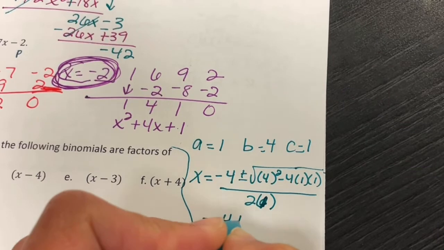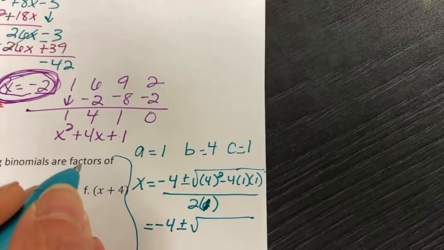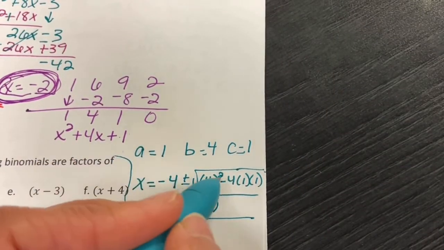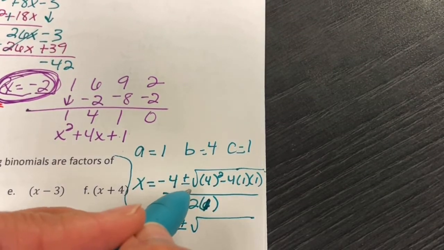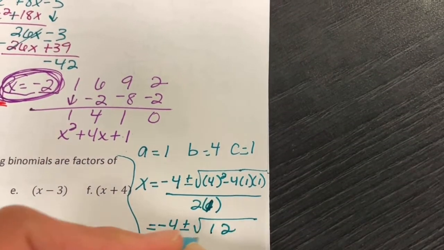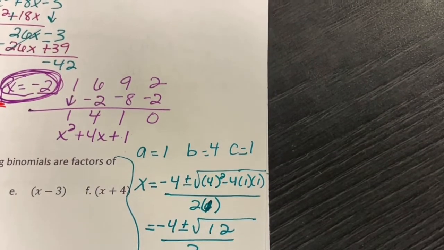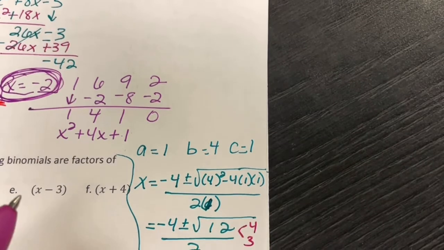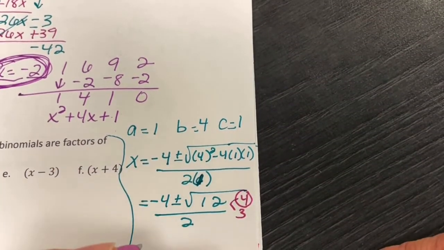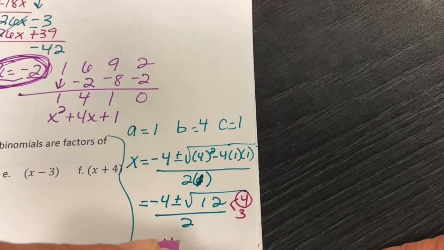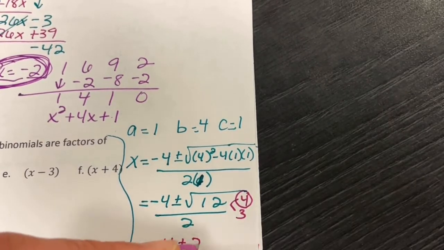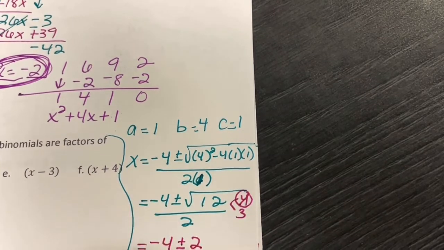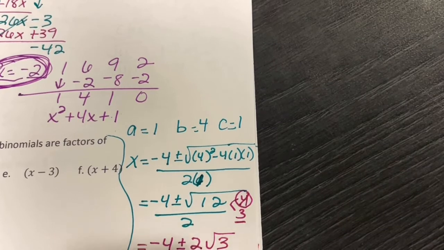So negative 4 plus or minus the square root of 4 squared is 16 minus 4 times 1 times 1. So 16 minus 4 is 12, all over 2. We have to reduce that 12. There's a hidden perfect square inside of it. 4 times 3. 4 is the perfect square. So I always tell my Math 2 students to circle the perfect square because we could take its square root. The square root of 4 is 2, so that gets to come out. Then you're done with that 4. The 3, though, is not a perfect square. It's stuck inside, all over 2.